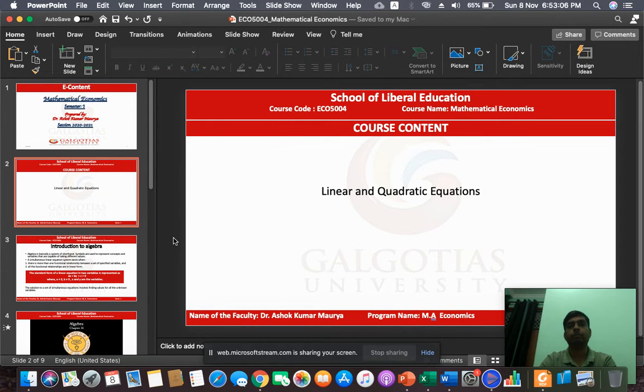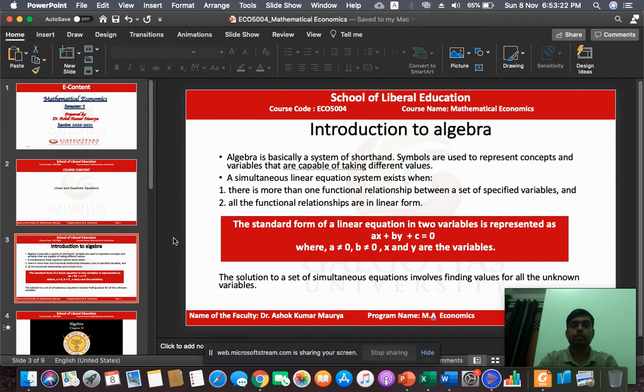and what the characteristics of linear equations are, with quadratic equations, what the nature of a quadratic equation is, and the curvature behavior of linear and quadratic equations. First of all, I am going to introduce the algebra part, and under algebra we cover linear and quadratic equations. Okay, so first of all, we will try to understand what an equation is.